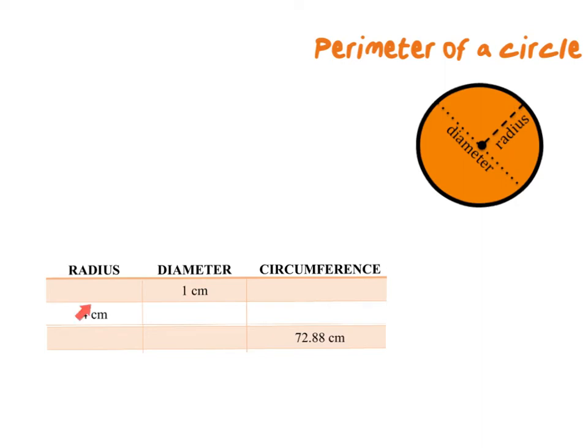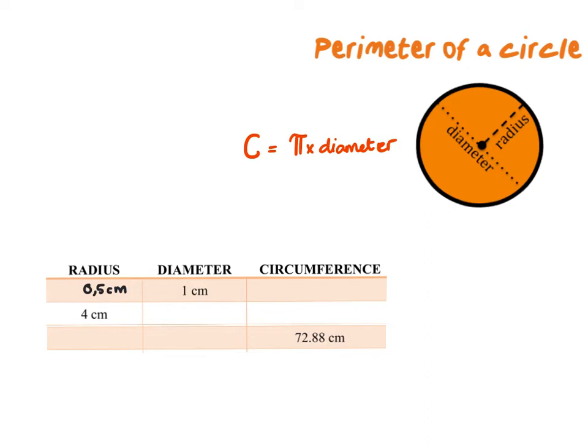We often give questions in a table format like this, where you need to compare the radius and the diameter and then calculate the circumference. So if my diameter is 1 centimeter, it means that my radius is just half of that, which is 0.5 centimeters. To calculate the circumference of a circle, we use the following formula. Circumference equals pi multiplied by the diameter.